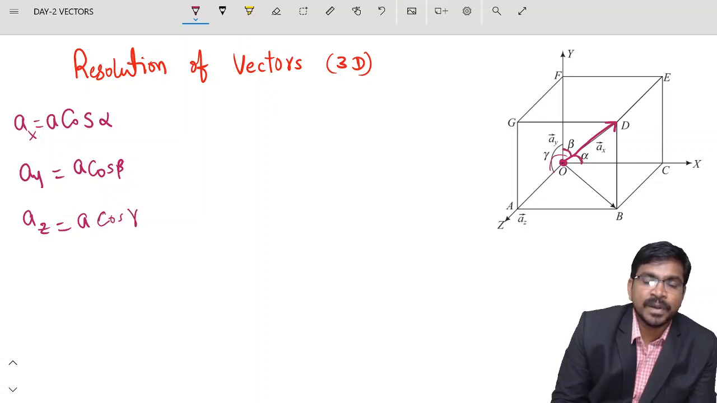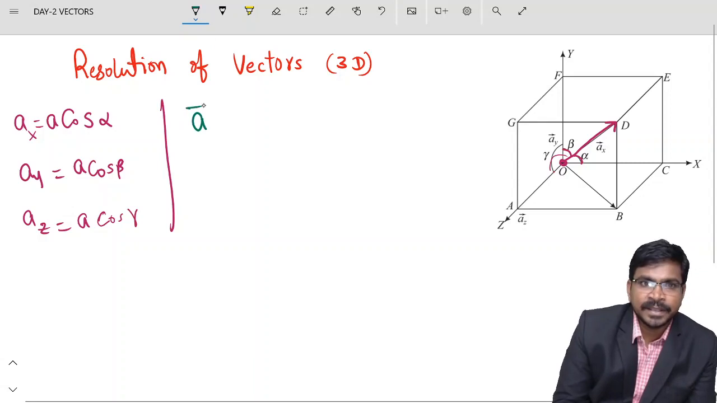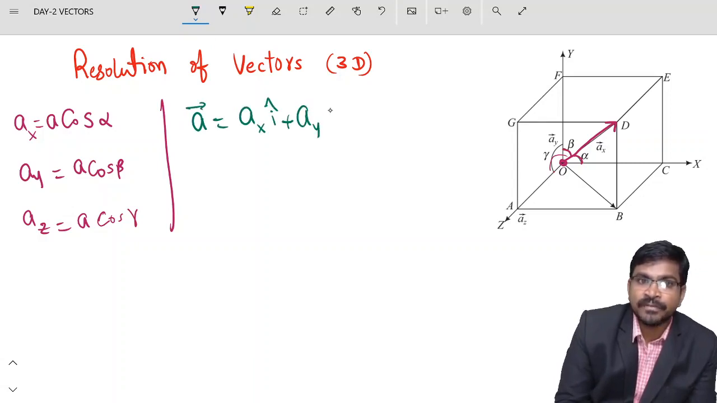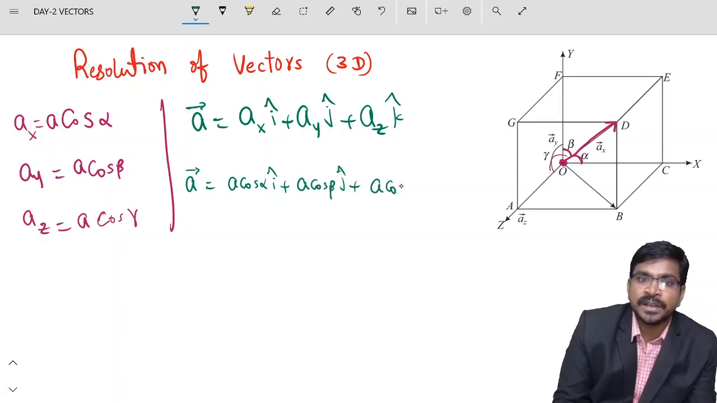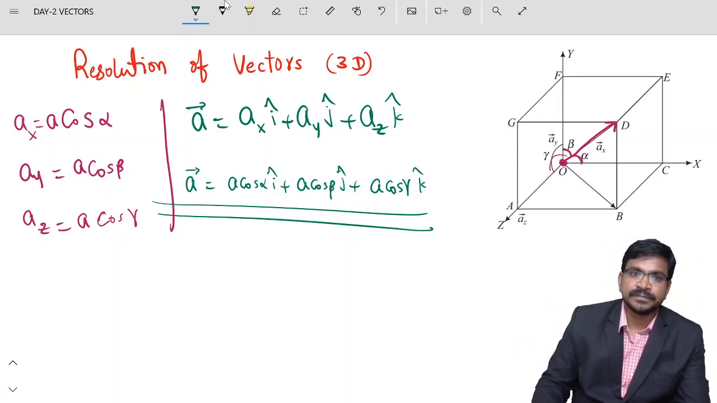A cos gamma. And now I can represent this vector in 3D. A is equal to ax in i direction plus ay in j direction plus az in k direction. And I can write this as ax is a cos alpha i cap plus a cos beta j cap plus a cos gamma k cap. This is vector A. Okay.